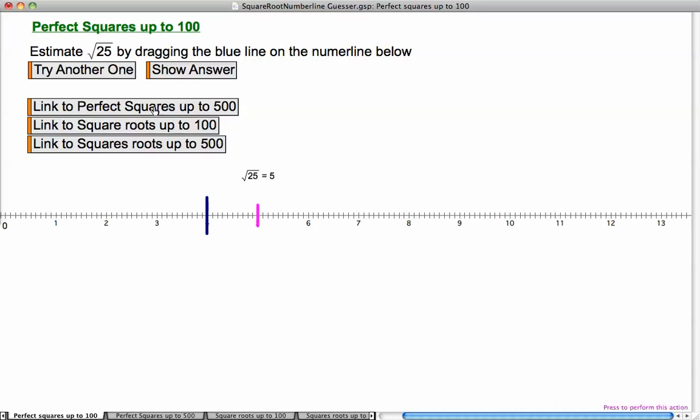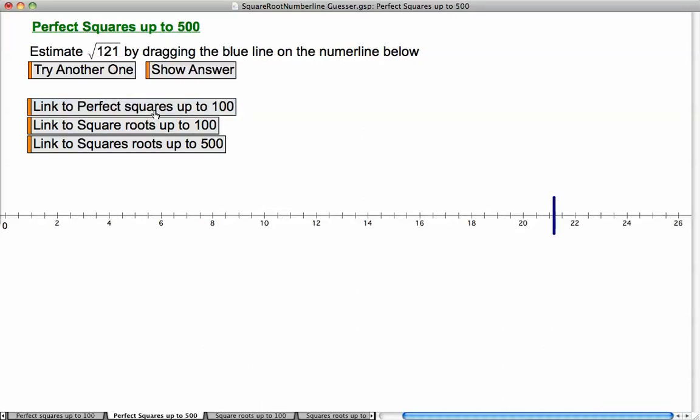The next level of difficulty is to do perfect squares up to 500, and so a much longer and less detailed number line. Same idea though, it randomly generates a perfect square that's under 500, in this case 121, and so I drag this to where I think that is. It's a little bit more difficult in that there are halves involved, so 10, 10.5, 11, so students really do have to understand the number line. They show their answer, and that shows up there.